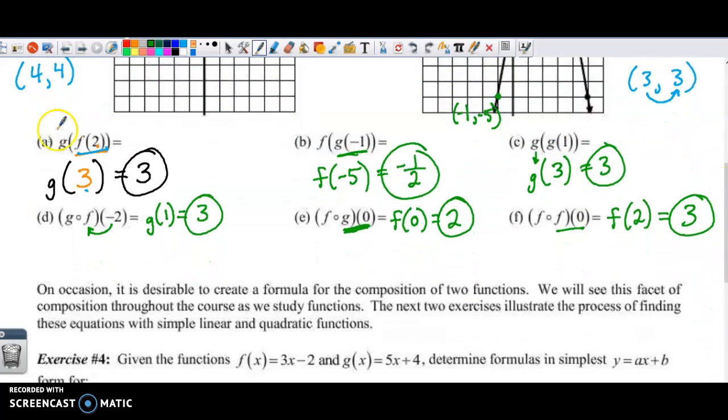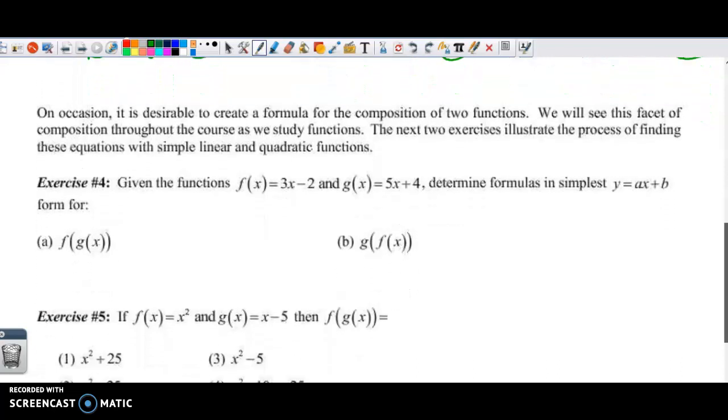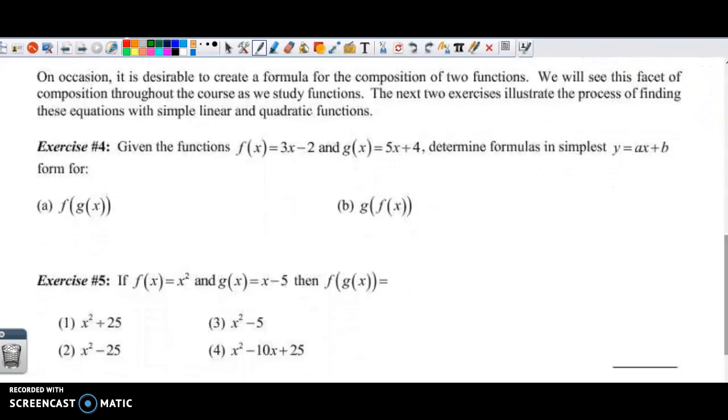And this is a good thing if this is easy, but don't be scared to ask questions if you are having any issues at all. Because it only gets more difficult as we get beyond just numbers and ask you to do f of g of x.